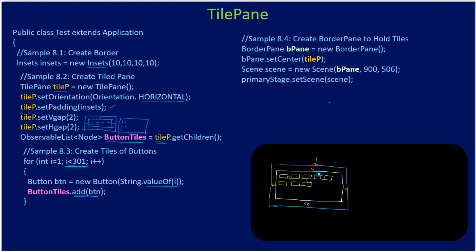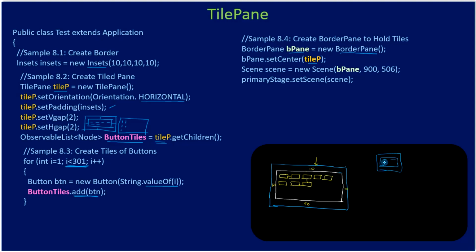So once this tile pane is ready, we create a border pane, and to the border pane we set the tile pane. If you see, this outer one is the border pane, and this is the tile pane. That means this is the border pane, and inside we set our tile pane.